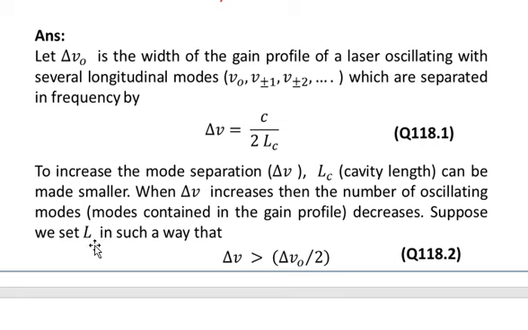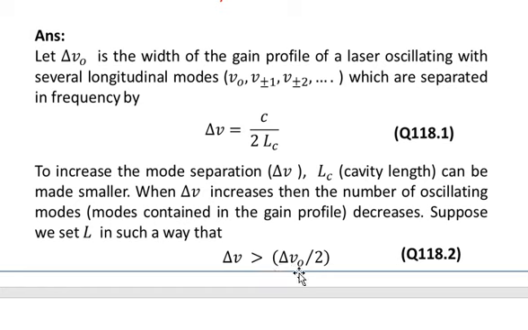Suppose we set the cavity length LC in such a way that delta nu is greater than delta nu naught by 2. So delta nu is the separation between two consecutive modes, and delta nu naught is the width of the gain profile. So the separation between two consecutive modes should be greater than at least the half width of the gain profile.